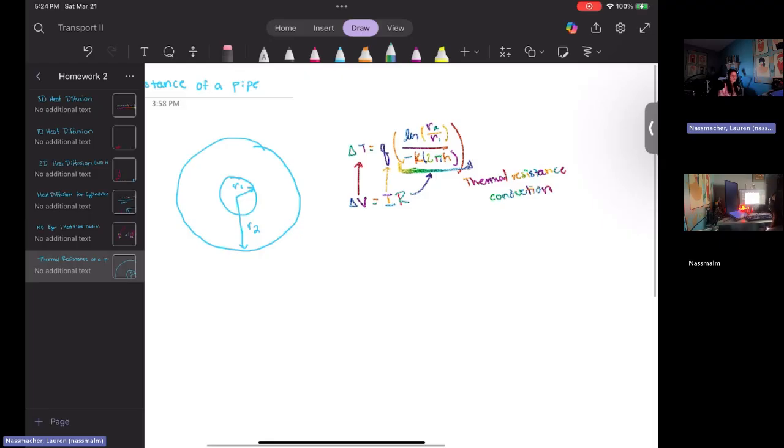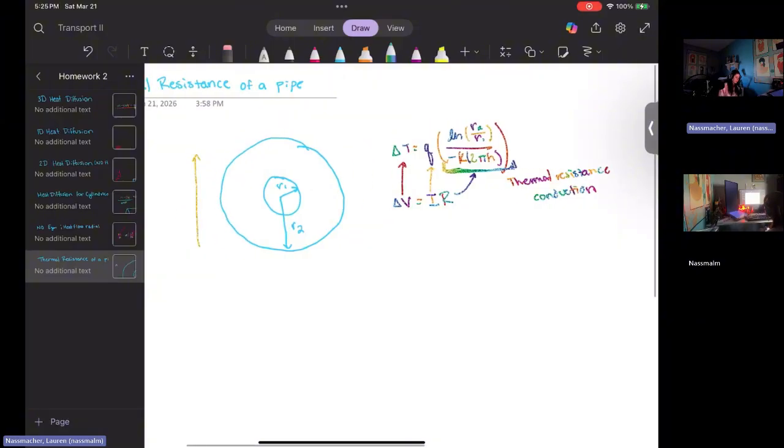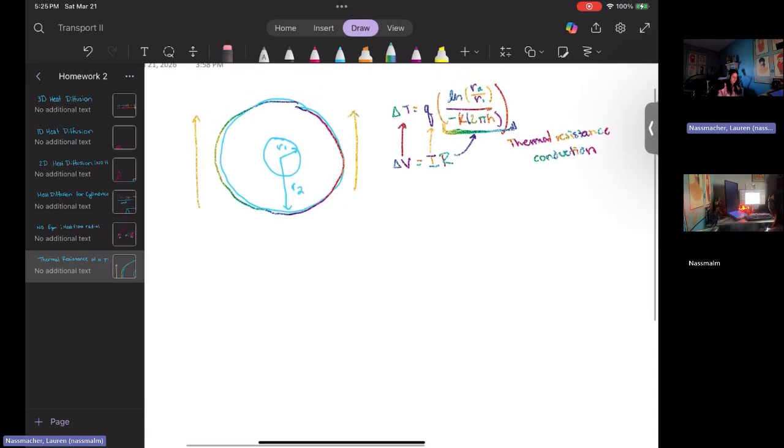And we also need to know the thermal resistance for convection because both are occurring within this problem, right? You have your air flowing on the outside and you have this insulator that's keeping the air more out, so the temperature doesn't change as much.